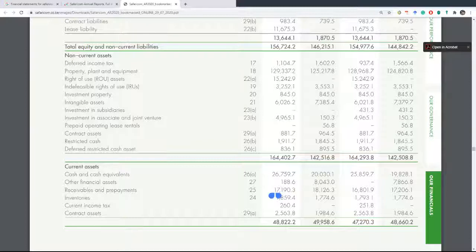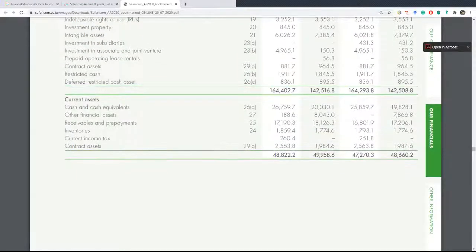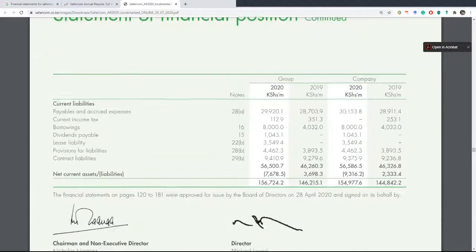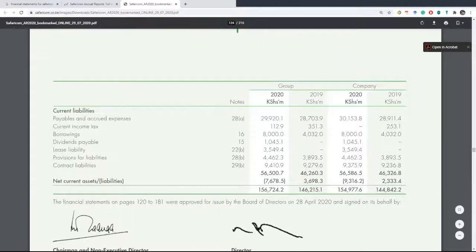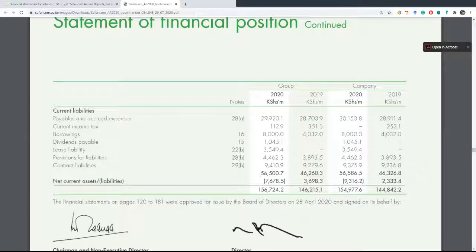Okay, this is the receivable value, 17.19, or simply the total current asset is 48.8 billion. Now let's look at the current liability for the same year. So this is the company's current liability for year 2020. You can see it's equal to 56.5 billion. They have given a negative working capital position of 7.7 billion.